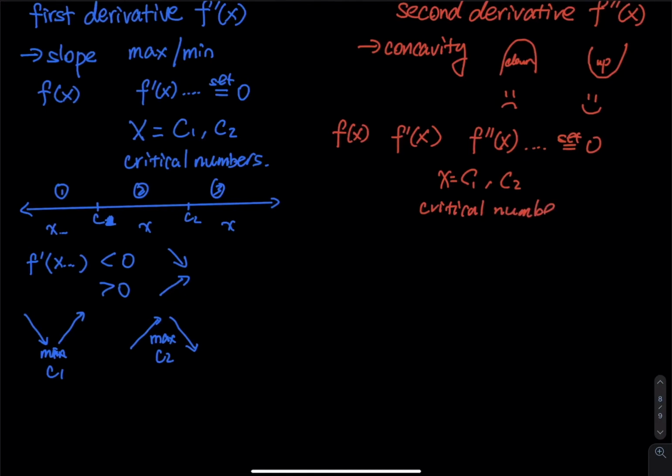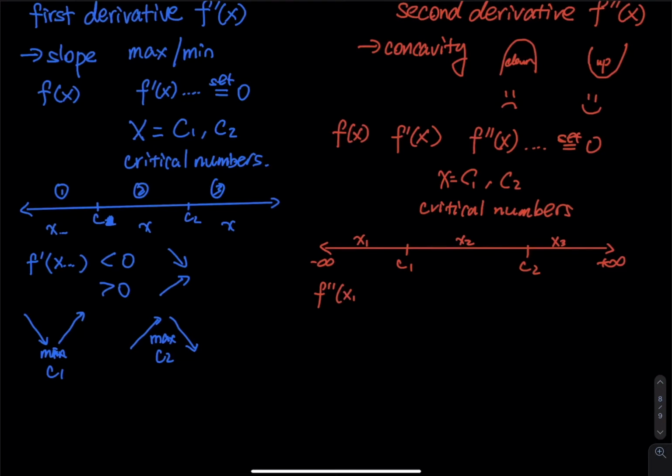And then, just like the first derivative, you drop these critical numbers on the number line. All right, so you have C1 and then C2. You divide the line into three intervals, and then you pick a test value. So let's say x1 is between negative infinity and C1, x2 is between C1 and C2, and x3 is between C2 and positive infinity. And then you plug it into the second derivative. So you plug in f double prime of x1.